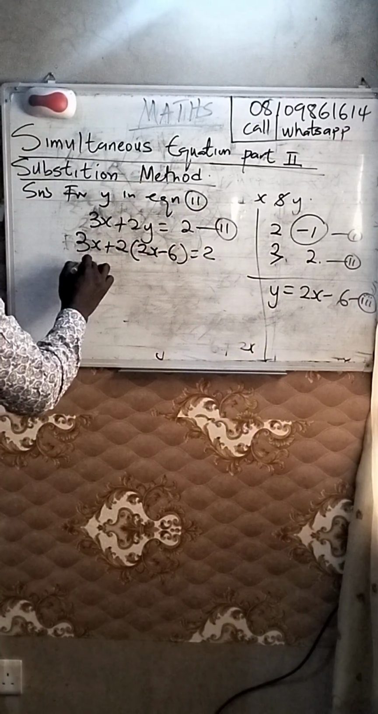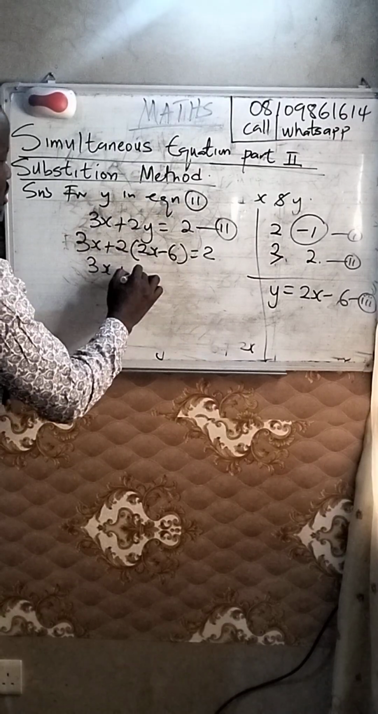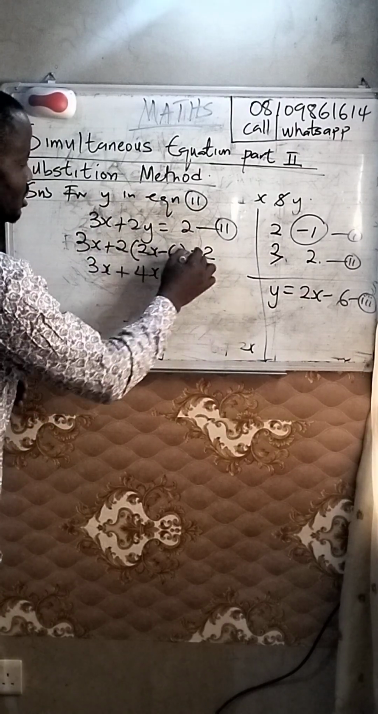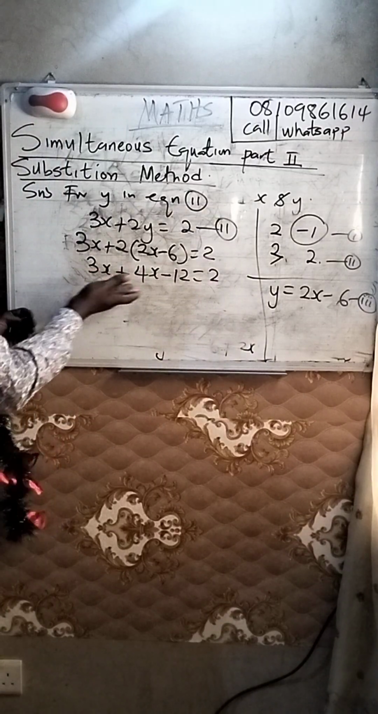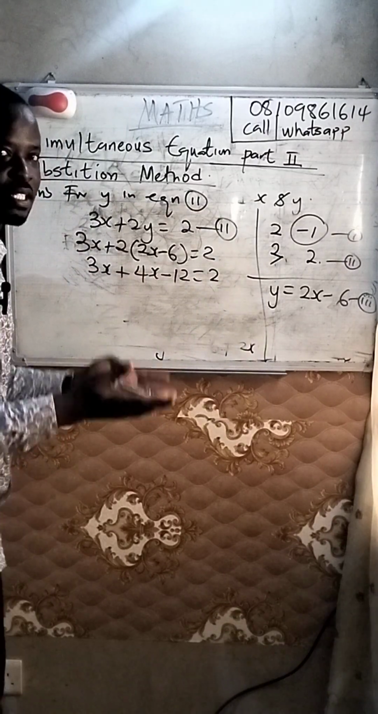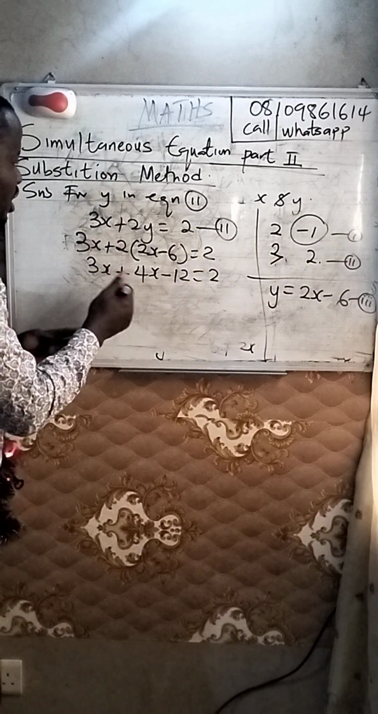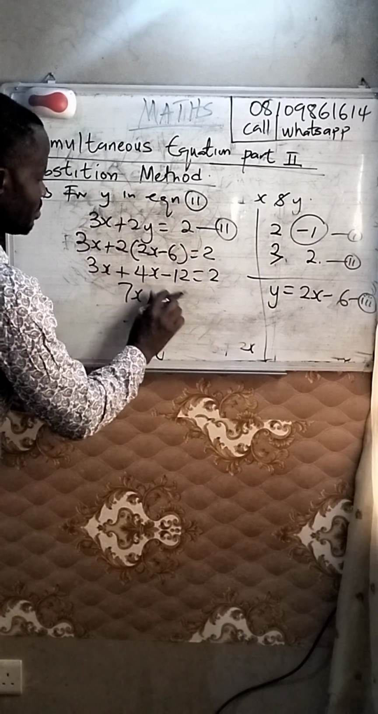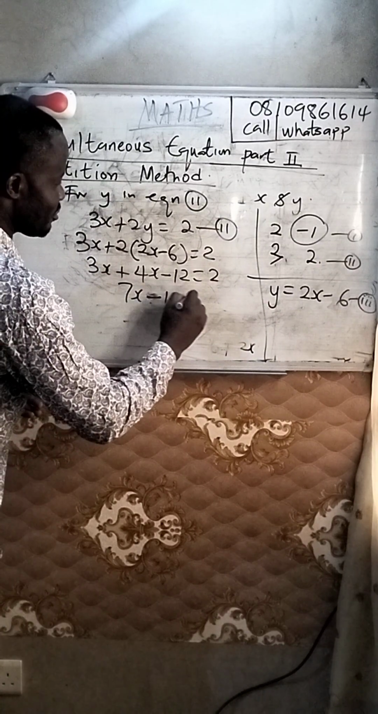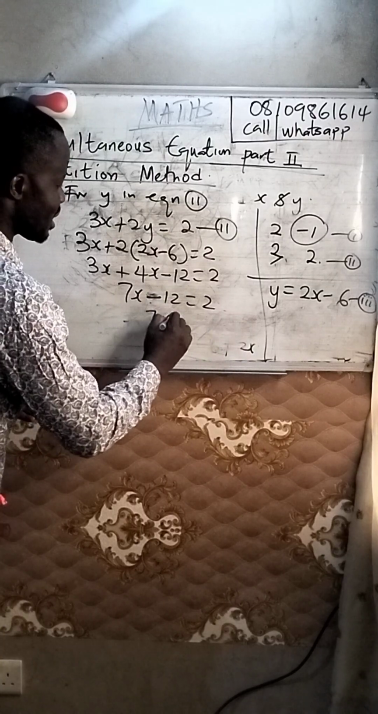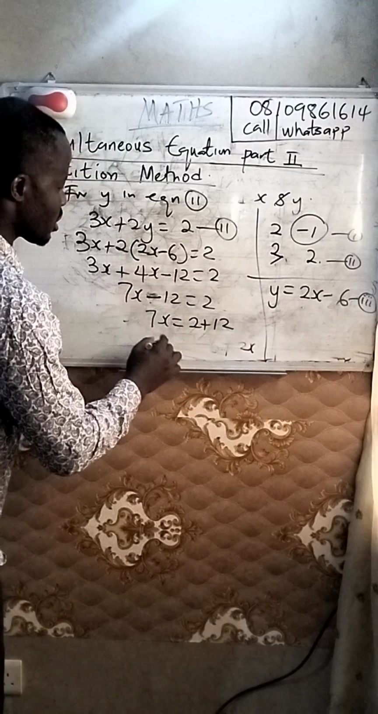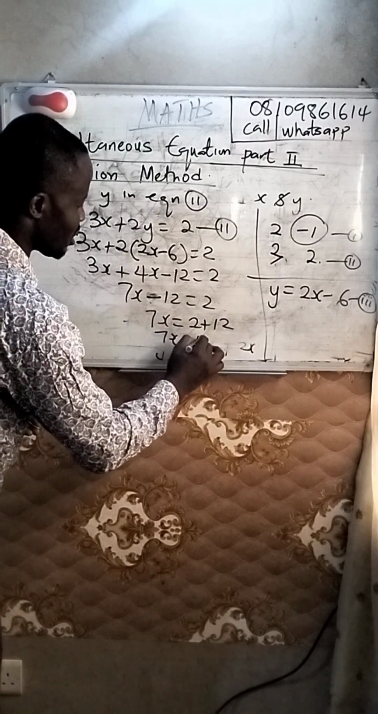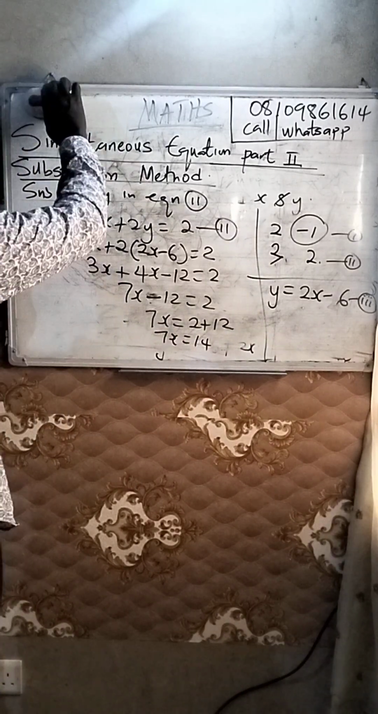So when I open up this, I have 3x plus 4x minus 12 is equals to 2. Let's add this up because they are like terms. So 3x plus 4x gives me 7x minus 12 is equals to 2. That means 7x will be equals to, collect the like terms, 2 plus 12. That means 7x is equals to 14.